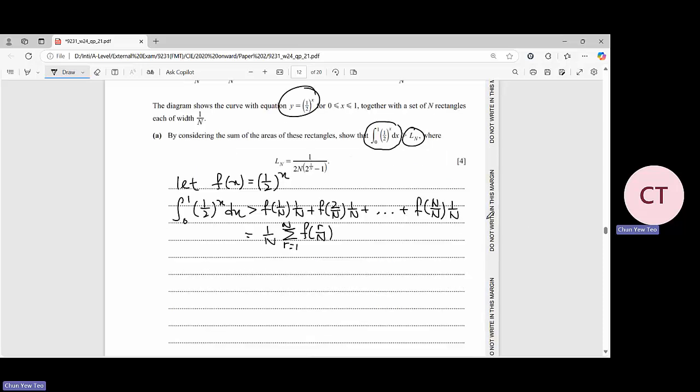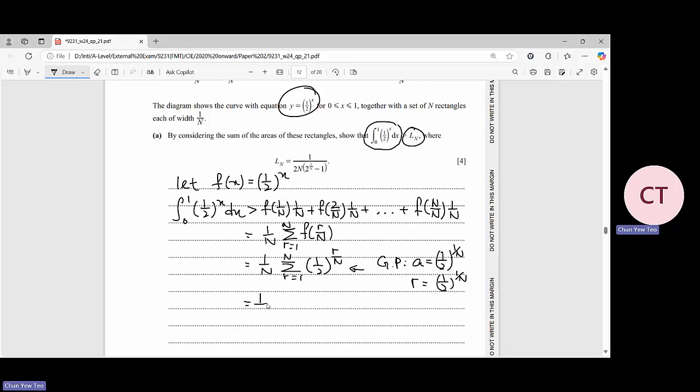Okay, then we change the expression of the function to become half power r over n. Okay, so half power r over n, actually this is a geometric progression, a GP, where the first term a is equal to the half power of 1 over n, and your common ratio is also half power 1 over n. Okay, so you're having the same, the first term and the common ratio are the same.